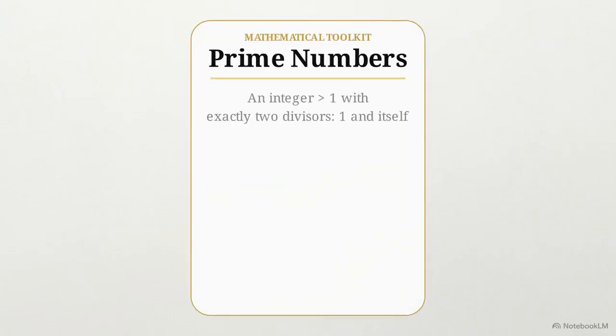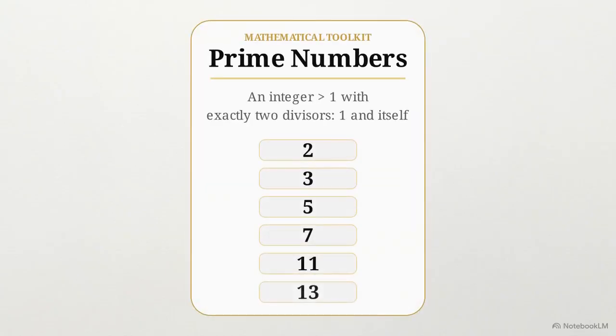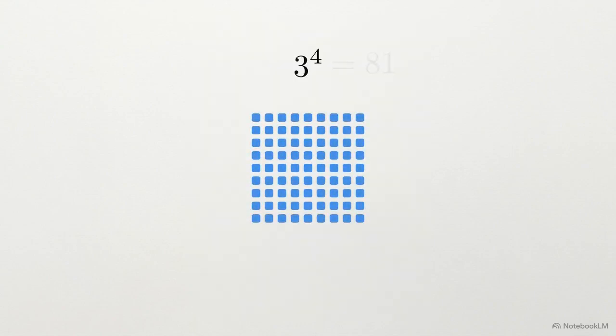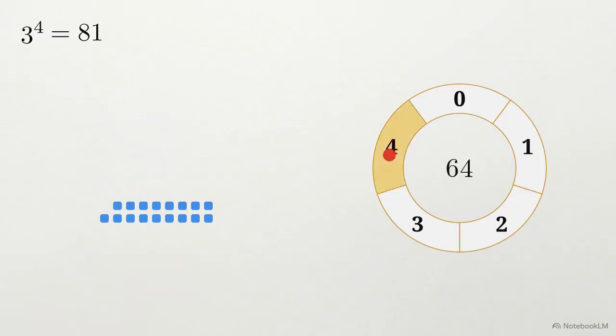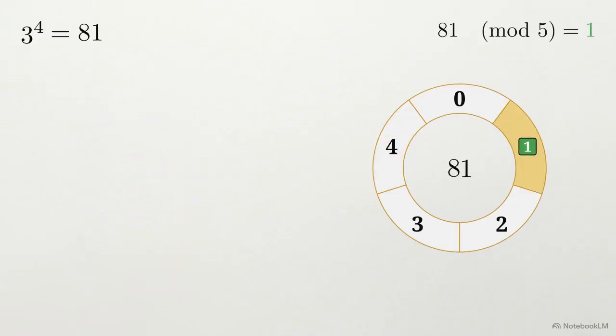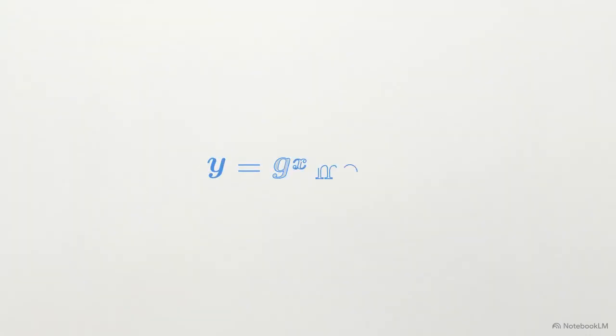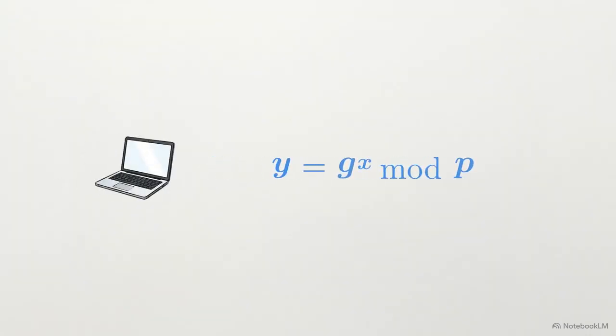Modern cryptography depends on the properties of prime numbers and modular exponentiation. For example, 3 to the 4th power is equal to 81. If we calculate 81 mod 5, the remainder is 1. This creates a one-way function known as the discrete logarithm problem.